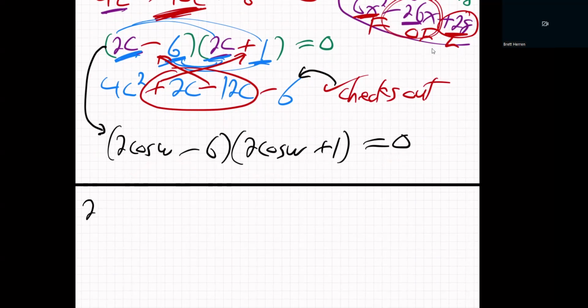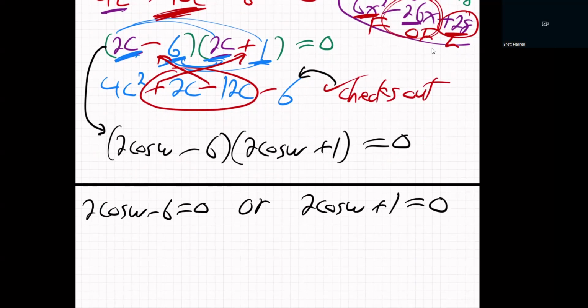It means the first one is 0. Don't need any parentheses anymore. Or the second one is 0. Why? Because if I said to you, hey guys, I'm thinking of two numbers. First number times the second number, I'd call this all one big number, times another number, and it's equaling 0. What does that mean?